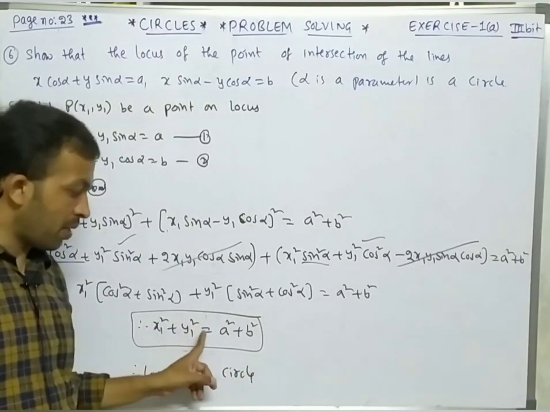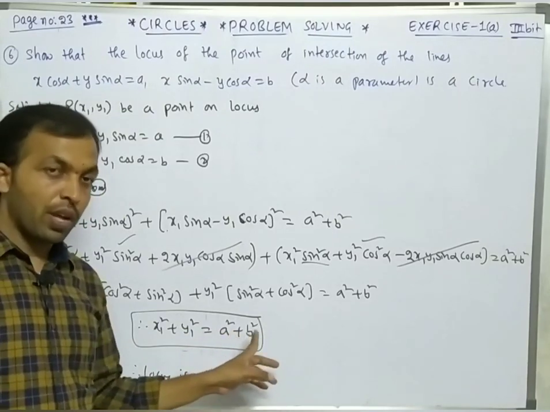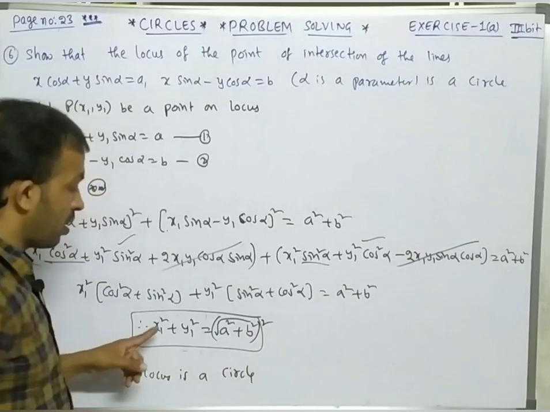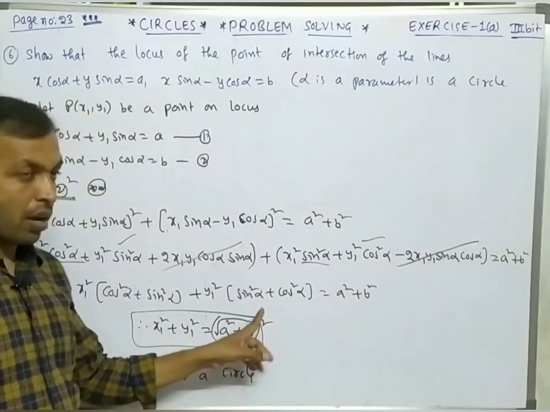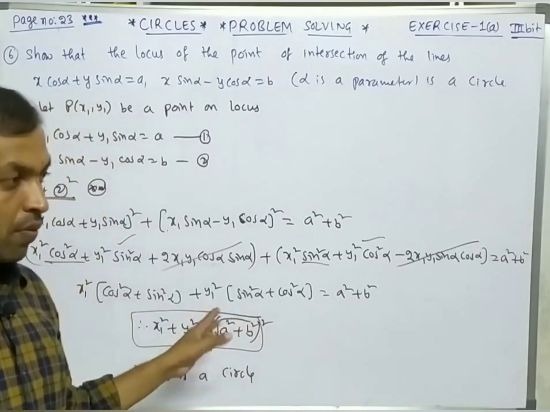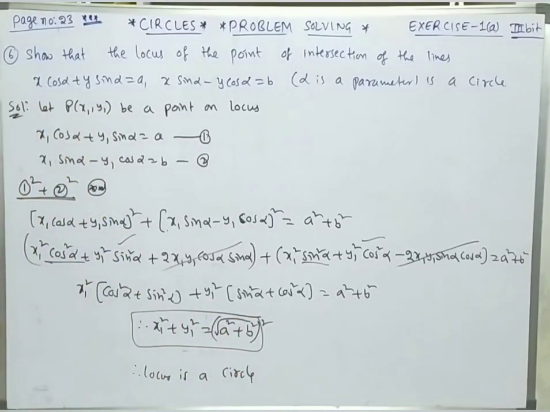This is the equation of the circle, right? x square plus y square is equal to (square root of a square plus b square) whole square. x square plus y square is equal to r square. This is of the form x square plus y square is equal to r square, which represents a circle.